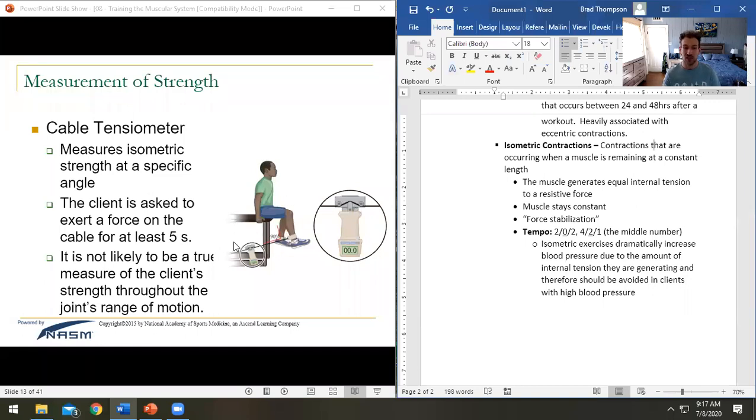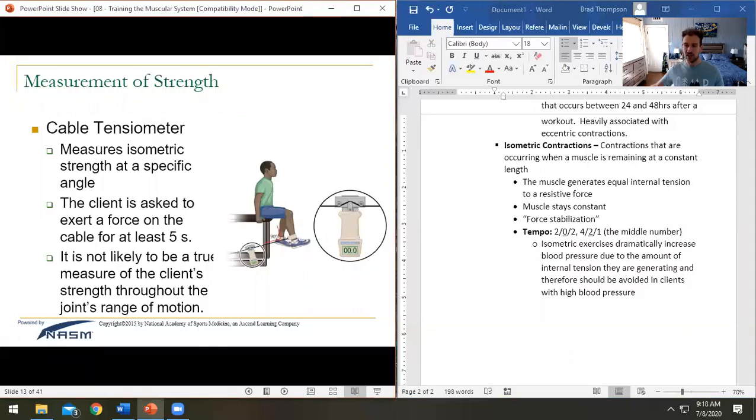So what you do is you have your client take themselves out to a specific range of motion, and then they would hold that there isometrically for 5 to 10 seconds. And that would tell you how much tension that muscle can generate. And it's kind of cool. This is something you'll see in physical therapy clinics every now and then. If you're having trouble activating a muscle, a cable tensiometer can show you, oh, this muscle is clearly not firing the way it's supposed to.